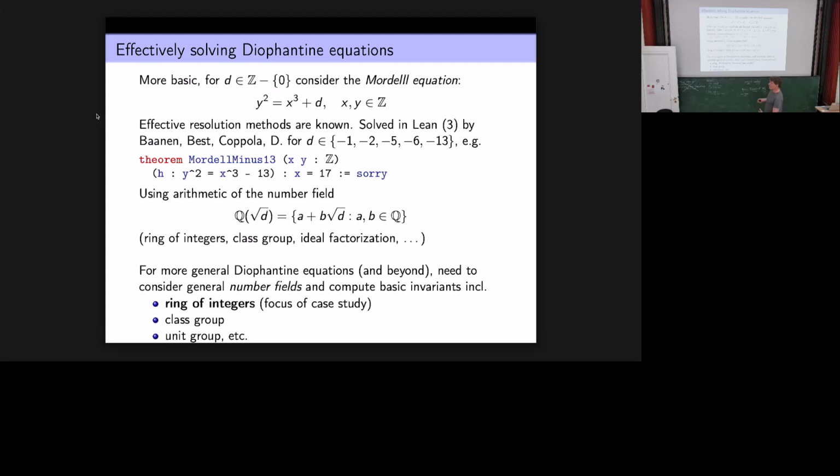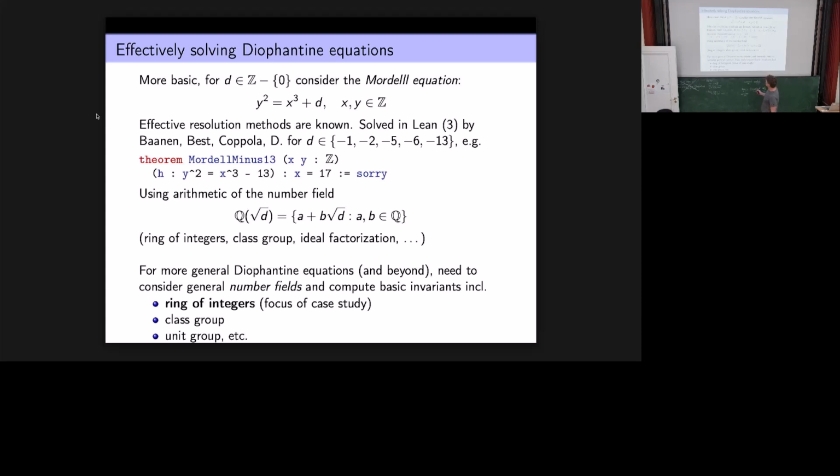As a previous case study, with Dahmen, Alain and Ivana Coppola, myself, we said, okay, let's try to solve these things in Lean 3 at the time, for a handful of values of d: minus 1, minus 2, minus 5, minus 6, minus 13. We took them negative to make our life easier. But in principle, some more work could also be done for many other values.